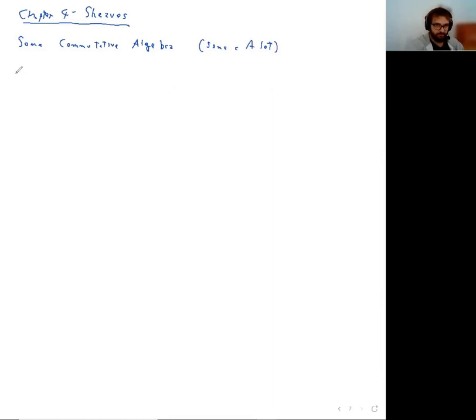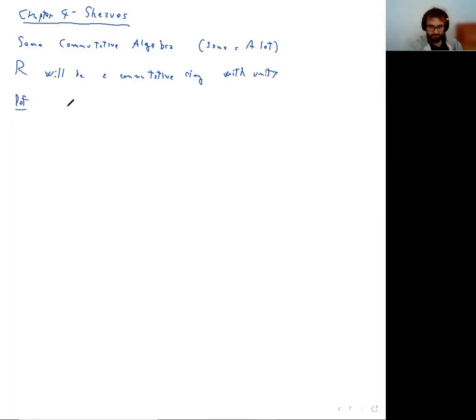Okay, so forever, for the rest of time, R will be a commutative ring with unity. So it's a ring, it has an addition, it has a multiplication, and there does exist a unity with respect to this multiplication.